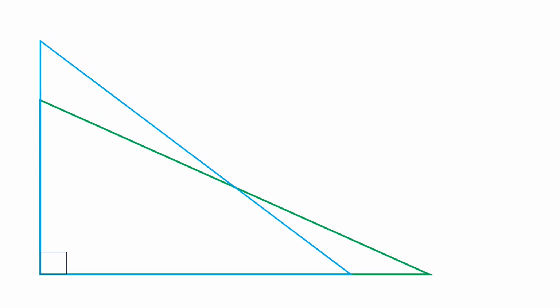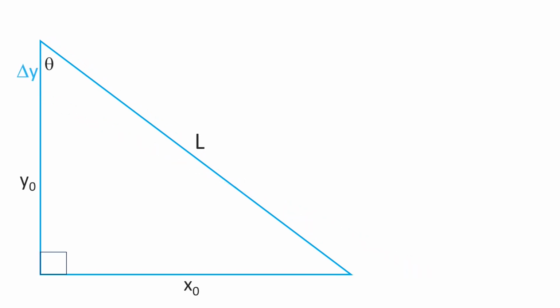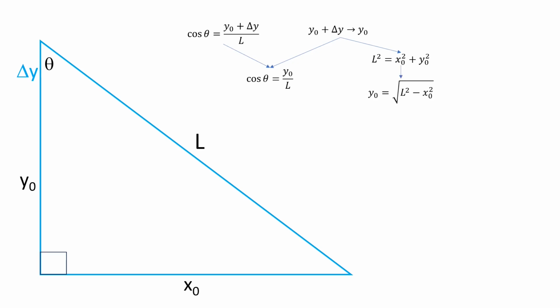So going back to the original diagram and focus on the blue triangle, recall the definition of cosine is adjacent over hypotenuse, or cosine theta is y0 plus delta y all over L. The adjacent side is y0 plus delta y, but in calculus we can often ignore extremely tiny lengths like delta y, and so we can pretend it's y0. L squared is x0 squared plus y0 squared, and we solve for y0, and plug this in, and then put it aside.